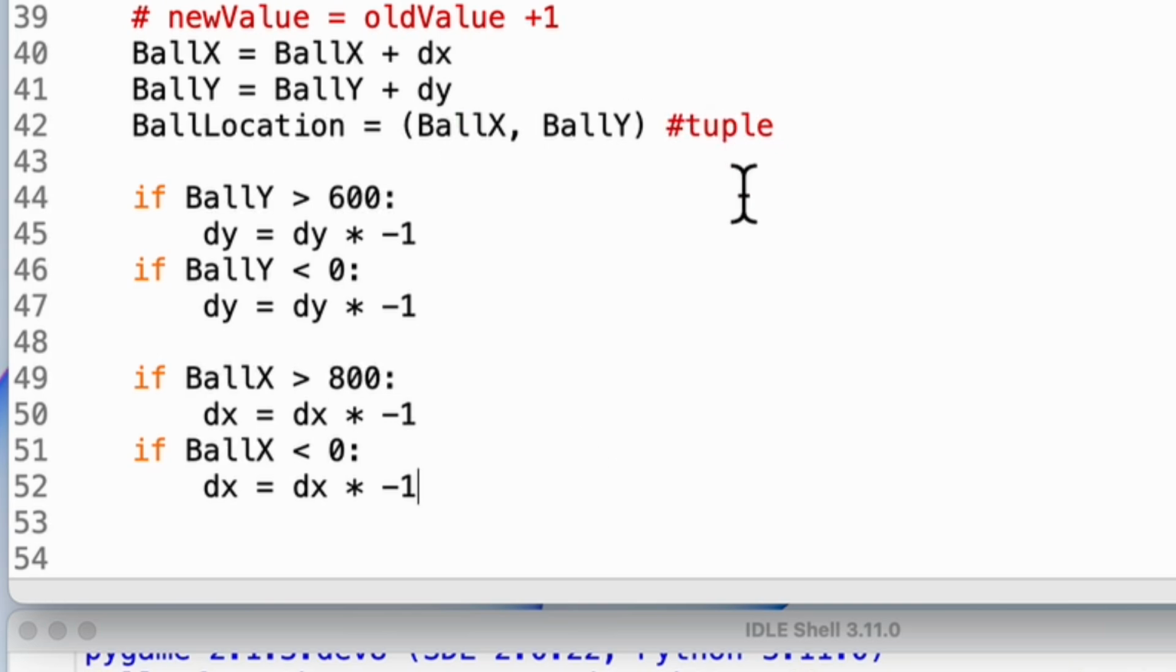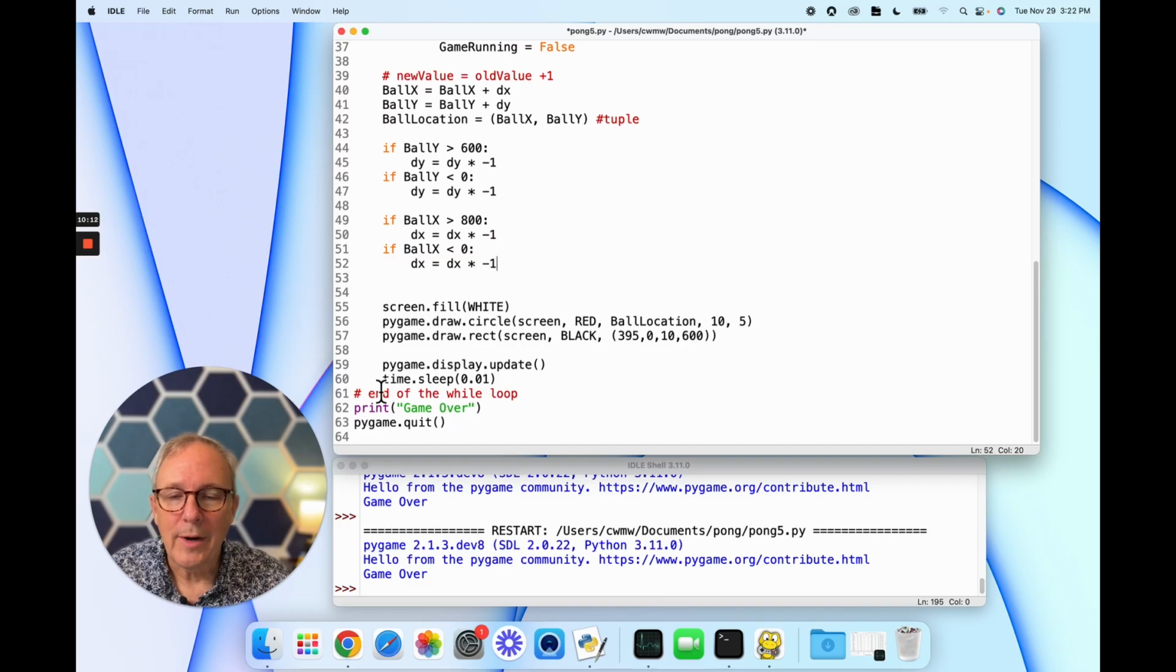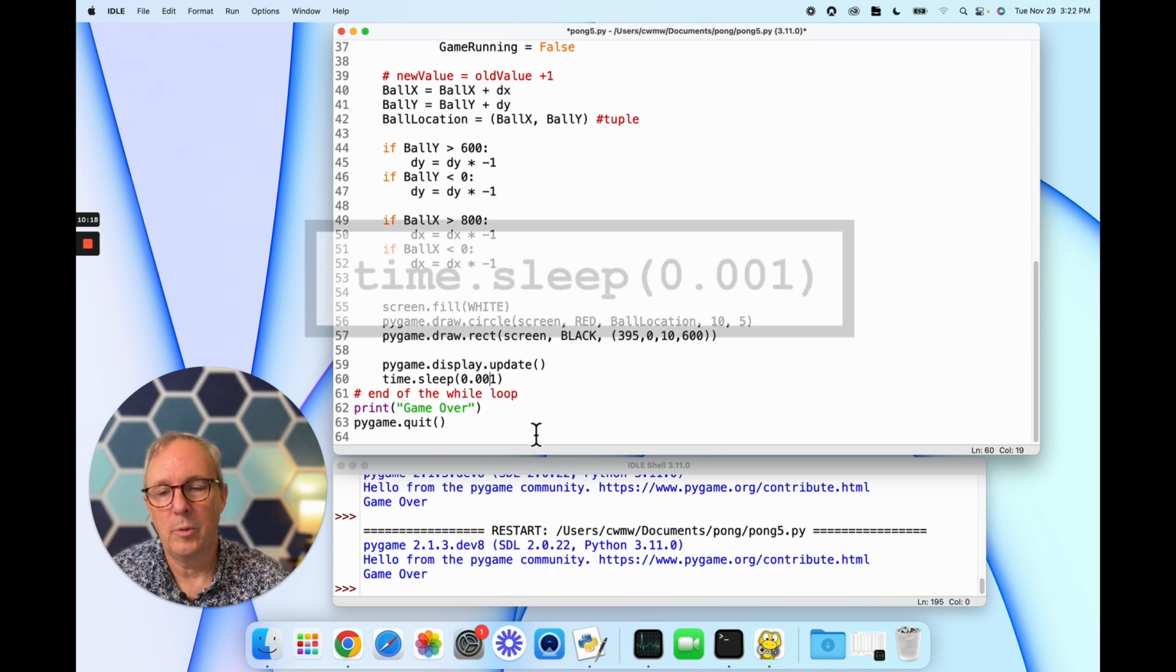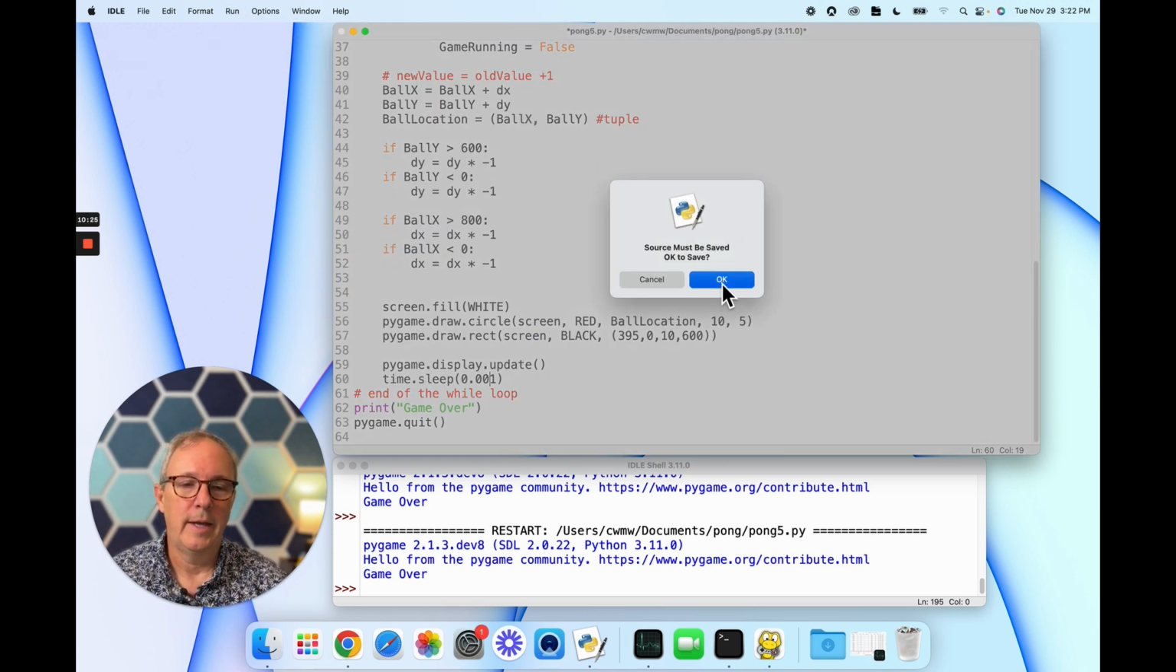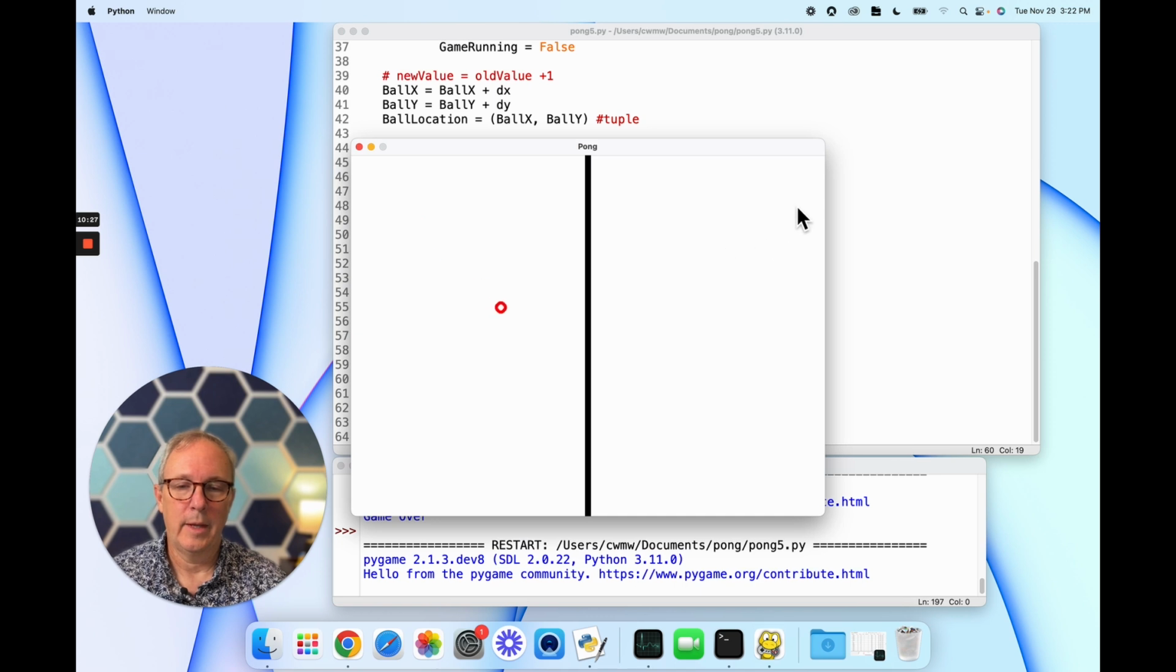Okay. And you know what? Remember how I said this time sleep here? If I increase that to like 0.01, so we're going to sleep less amount of time, that should speed the ball up a little bit. So let's run it and just see what we get. Okay, yeah, the ball's moving a little bit faster here.